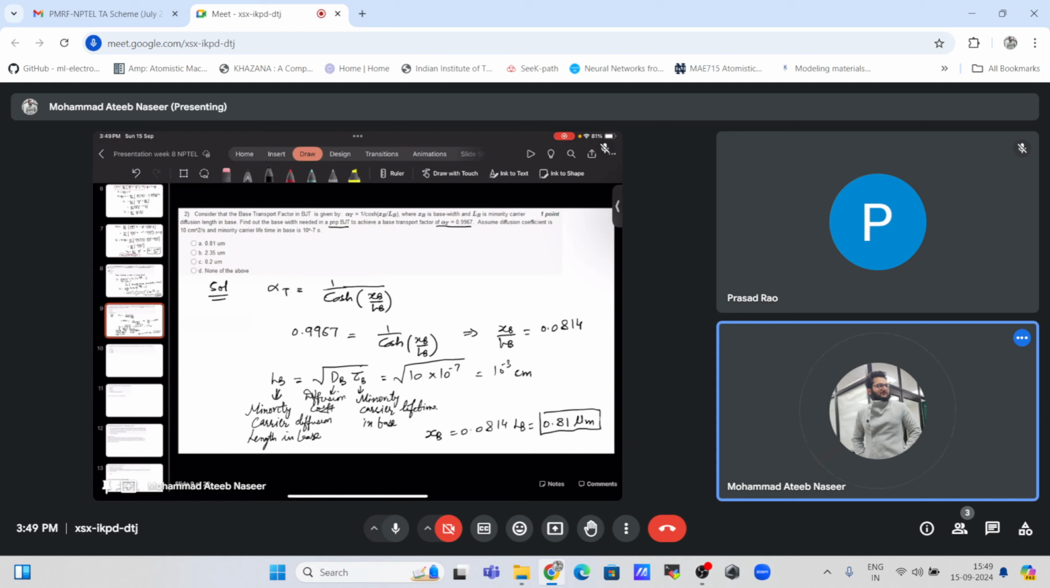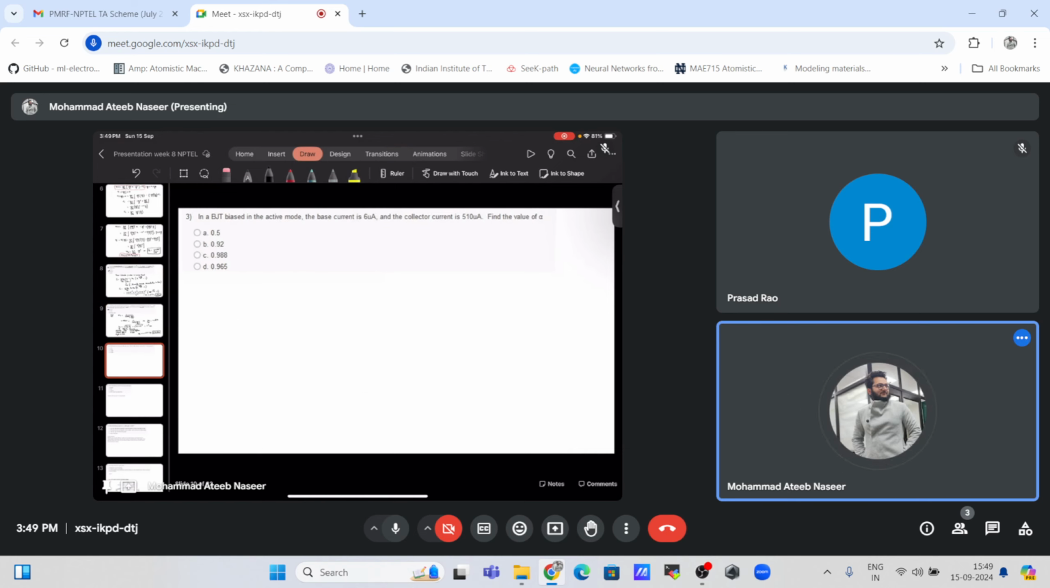Okay, so this is the value for the base width we are going to get. Now moving to another problem, which says that in a BJT in active mode, the base current is given and it is equal to 6 microamperes, and the collector current is 510. So we have to find the value of alpha.